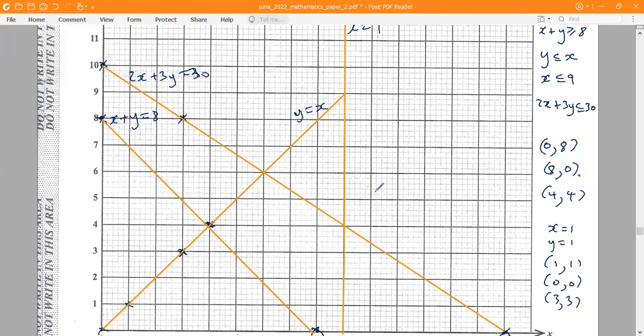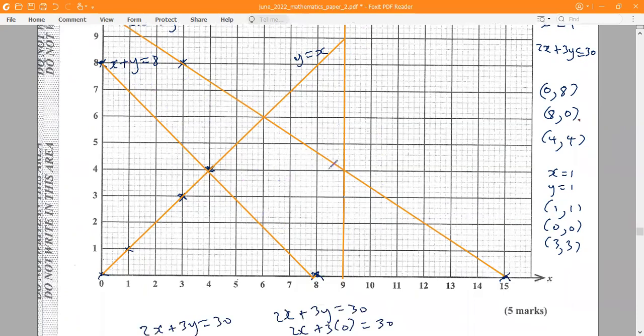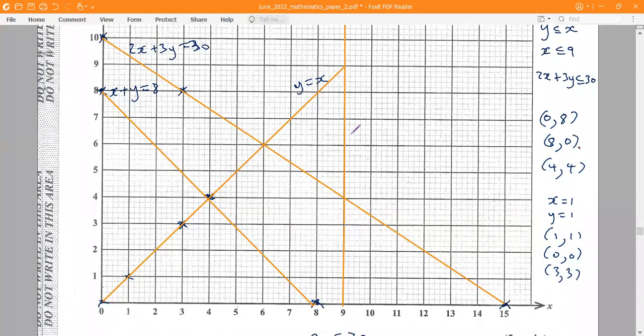x is less than or equal to 9 is to the left of this straight vertical line here, to the left, and including the line also. Sorry, y is less than or equal to x is below the line y equal x, including the line. Well, x is less than or equal to 9 is to the left of the line x equal 9. 2x plus 3y less than or equal to 30 is below this graph going across here, right?